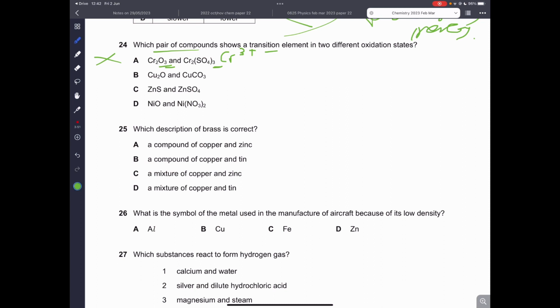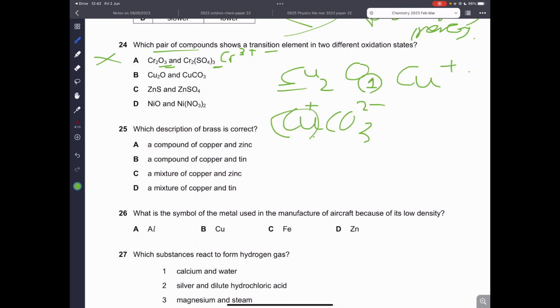Let's look at Cu2O and CuCO3. In Cu2O, remember there's a 2 under the O, so Cu has a 1 plus charge. And in CuCO3, remember, it's copper carbonate. The carbonate ion has a 2 minus charge, and therefore the Cu also has to be plus 2 so that the total equals 0. And therefore the copper oxidation state is 2 plus. So they are both different. One is 1 plus and another is 2 plus, and therefore B is the correct answer.